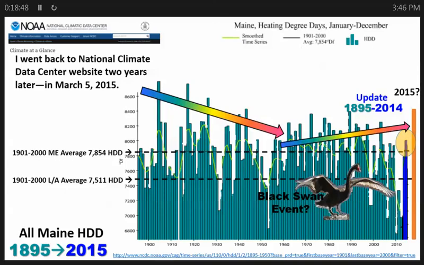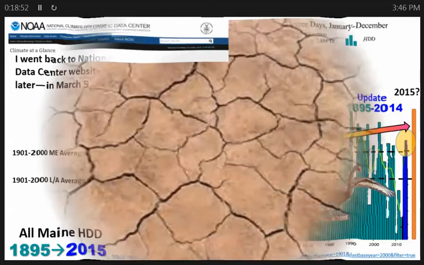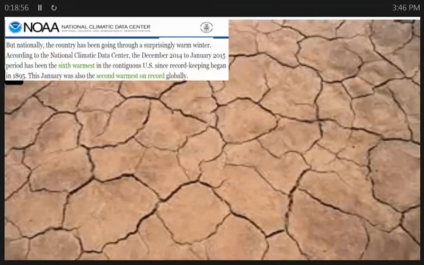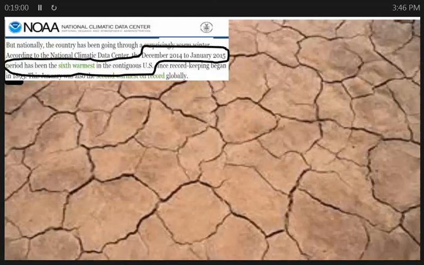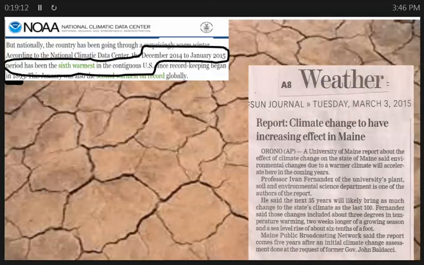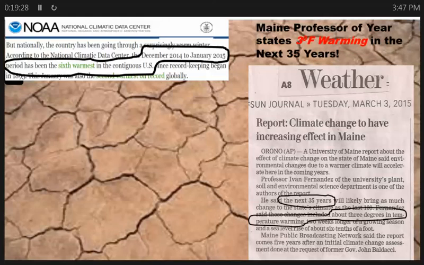So the question is, how is the Climate Center going to react to that? Well, they've published some information recently, and they pretty much said December 2014 through January 2015 was the sixth warmest in the contiguous United States. Interesting. And I also saw an article by a professor at the University of Maine who indicates that in the next 35 years he's projecting a 3-degree increase in temperatures. Fascinating. So a Maine professor of the year states we're going to see a 3-degree warming over the next 35 years. That's a full swing of 6 degrees from the data I have that is indicating the potential of a 3-degree drop.